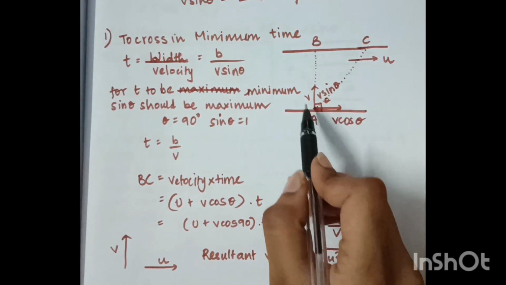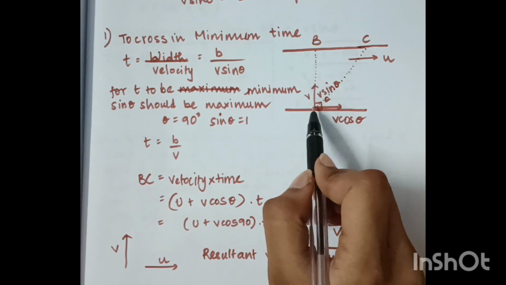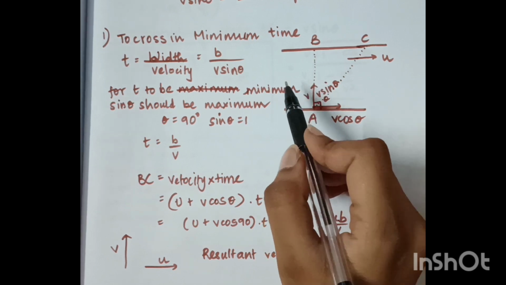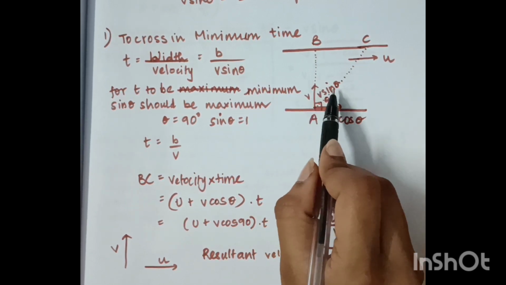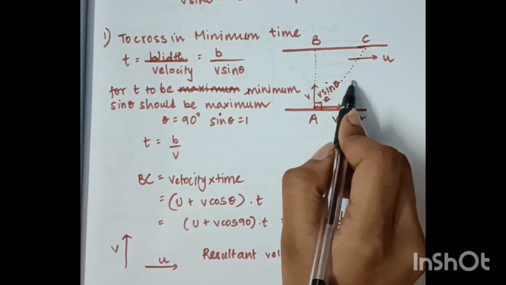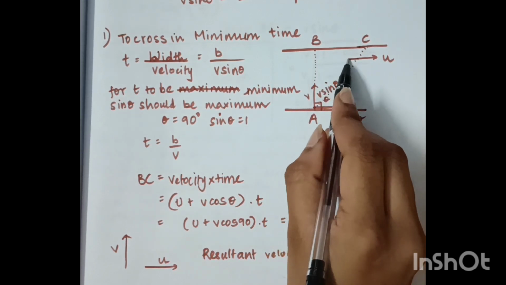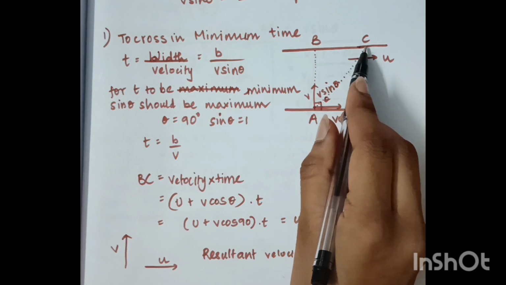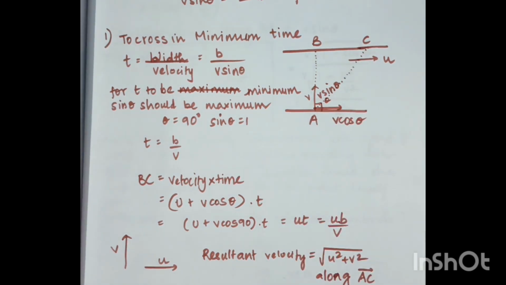If the flow is like this, then he should make his velocity in this direction, so that he will be drifted, so he will be going like this, drifted, going like this, drifted. Finally, he will be placed somewhere here, in C.